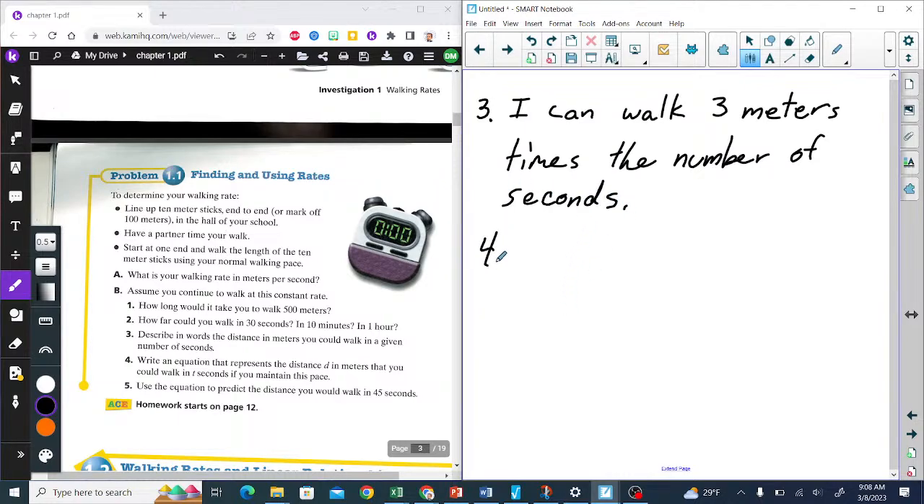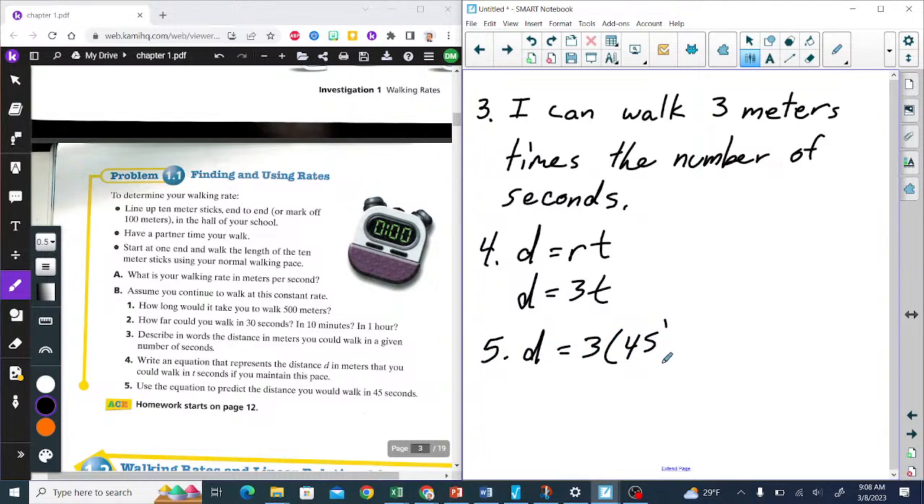Write an equation. Well, that would be distance equals rate times time, and the rate in our problem is 3. And then use the prediction for 45 seconds. So we say 45 seconds is time. So we have 3 times 45, which is 135 meters. So this is the first problem of finding and using rates in our book, Moving Straight Ahead.